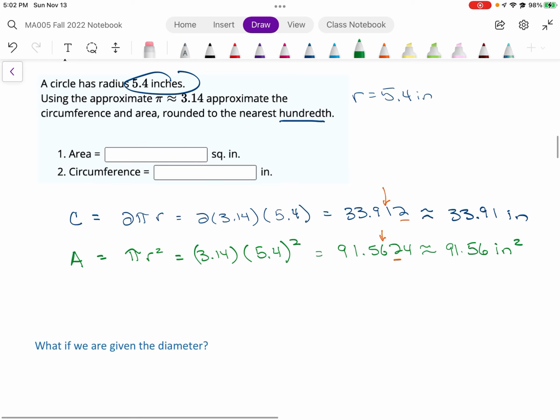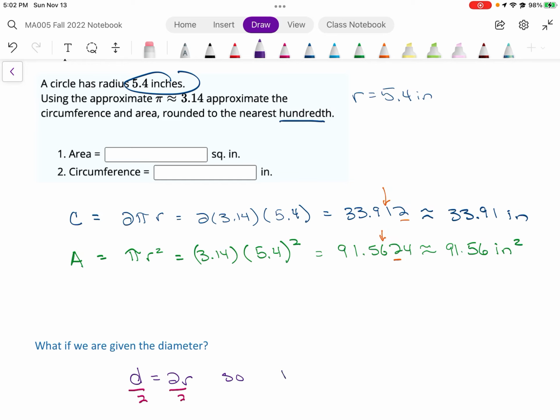What if we are given the diameter? Remember that D equals 2R. What does R equal? Divide both sides by 2.